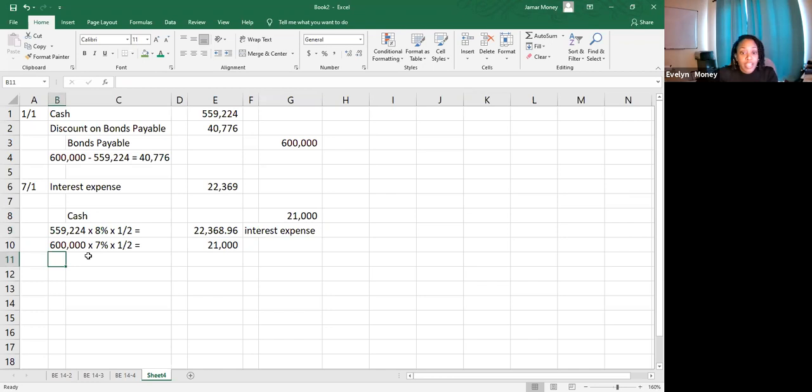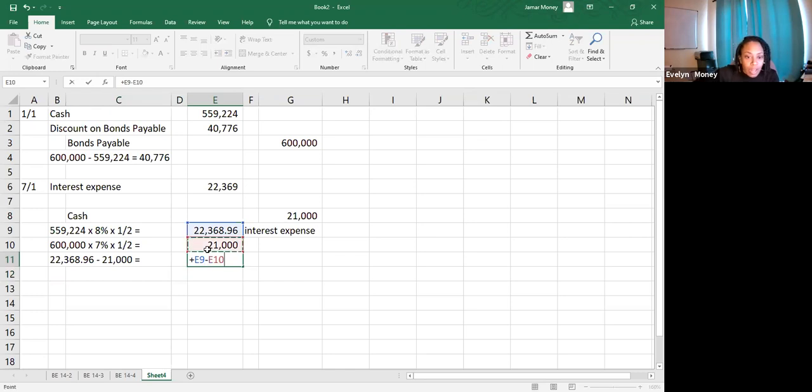So we find our amortization by taking the difference between the interest expense of 22,368.96 minus the cash that will be paid out. Put that there so that you can see how I'm calculating this out. And of course, I want my decimals.